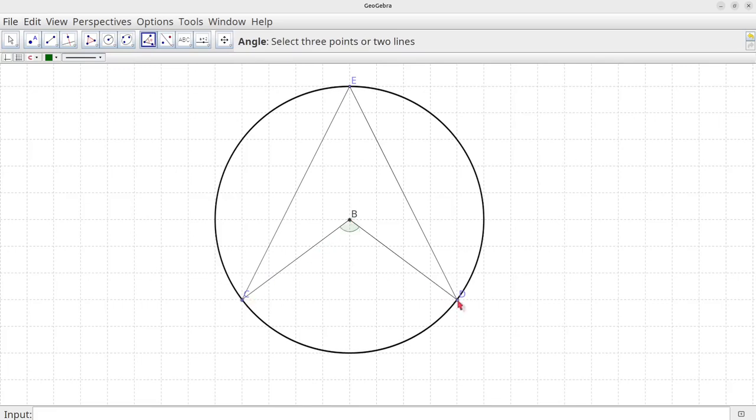This one. That's the angle, it's 106. So the angle at the center is 106. So the angle on the circumference, I was expecting it to be half of 106, which is 53. 53.13. There you go. That's 53.13.